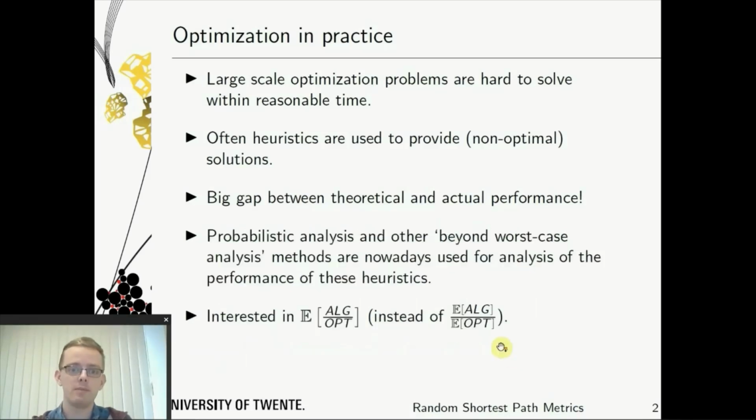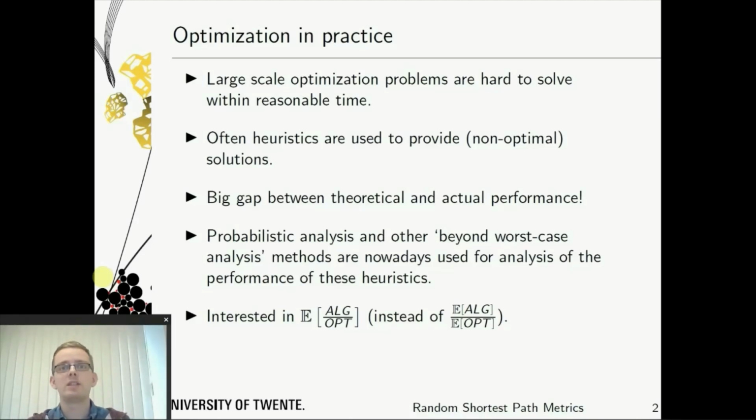theory and practice. In order to explain this difference, the method of probabilistic analysis has been widely used over the last decades, and more recently other so-called beyond worst case analysis methods have become more popular. When doing probabilistic analysis, the performance of the heuristics is analyzed with respect to a random instance, and often expected approximation ratios are obtained in this way that somewhat close the gap between theory and practice.